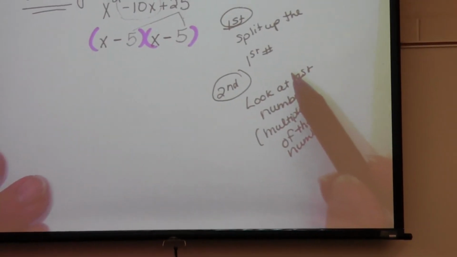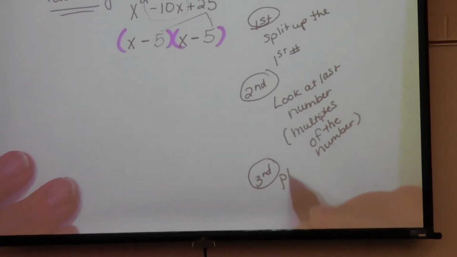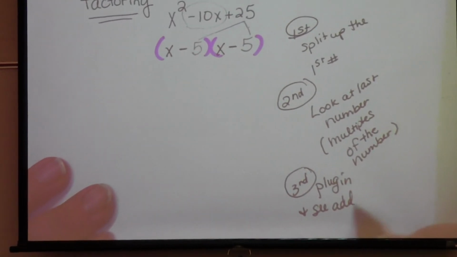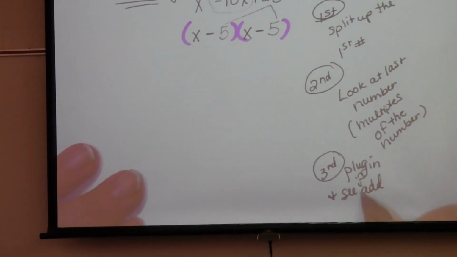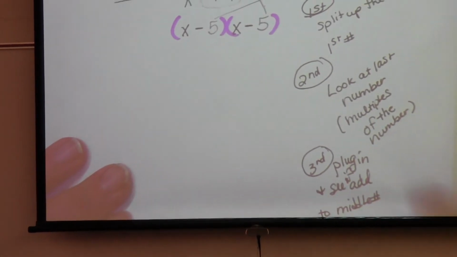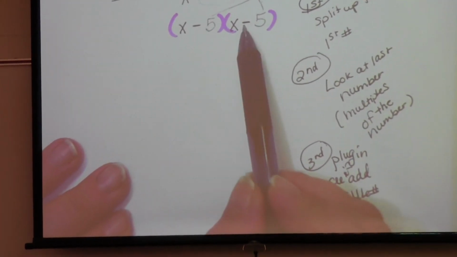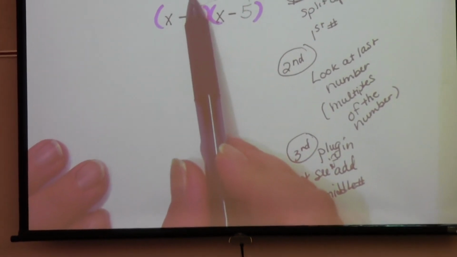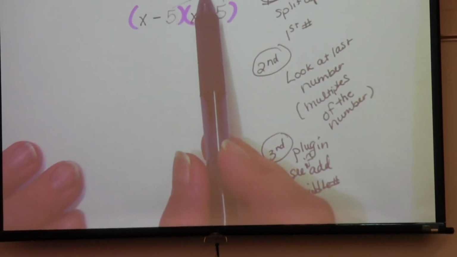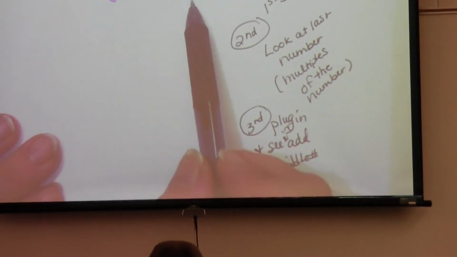So I split up my first number, then I looked for my multiples, then I'm going to plug those in. And I'm going to see if they add up to my middle number. If add, there we go. Can I get them to add up to my middle number? In this case, I could, because if I made those both negative, that would get me negative 10 here. What's negative 5 times negative 5? Positive 25, right? So that works out there. And so then I have both of my answers here.